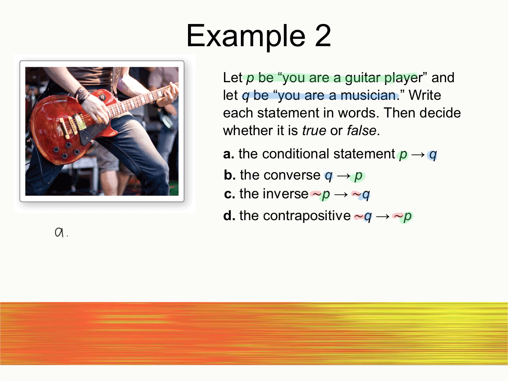So let's go ahead and do my conditional statement. So A, my conditional statement is going to be: if you are a guitar player, then you are a musician. State whether this is true or false. This is going to be a true statement. If you're a guitar player, then you're a musician. So you play some sort of instrument.